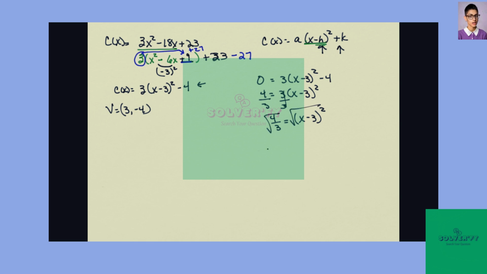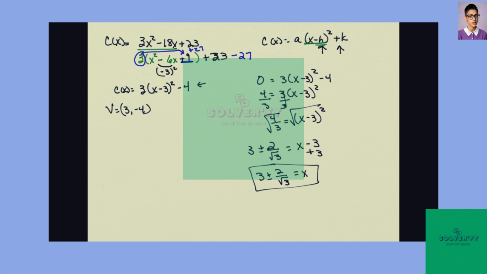So we're going to get the square root of 4 over 3, so that's going to be 2 over the square root of 3 equals x minus 3. Now, don't forget to put your plus or minus. Now I'll add 3 to both sides, and I'll have x equals 3 plus or minus 2 over the square root of 3. Those are my x-intercepts.